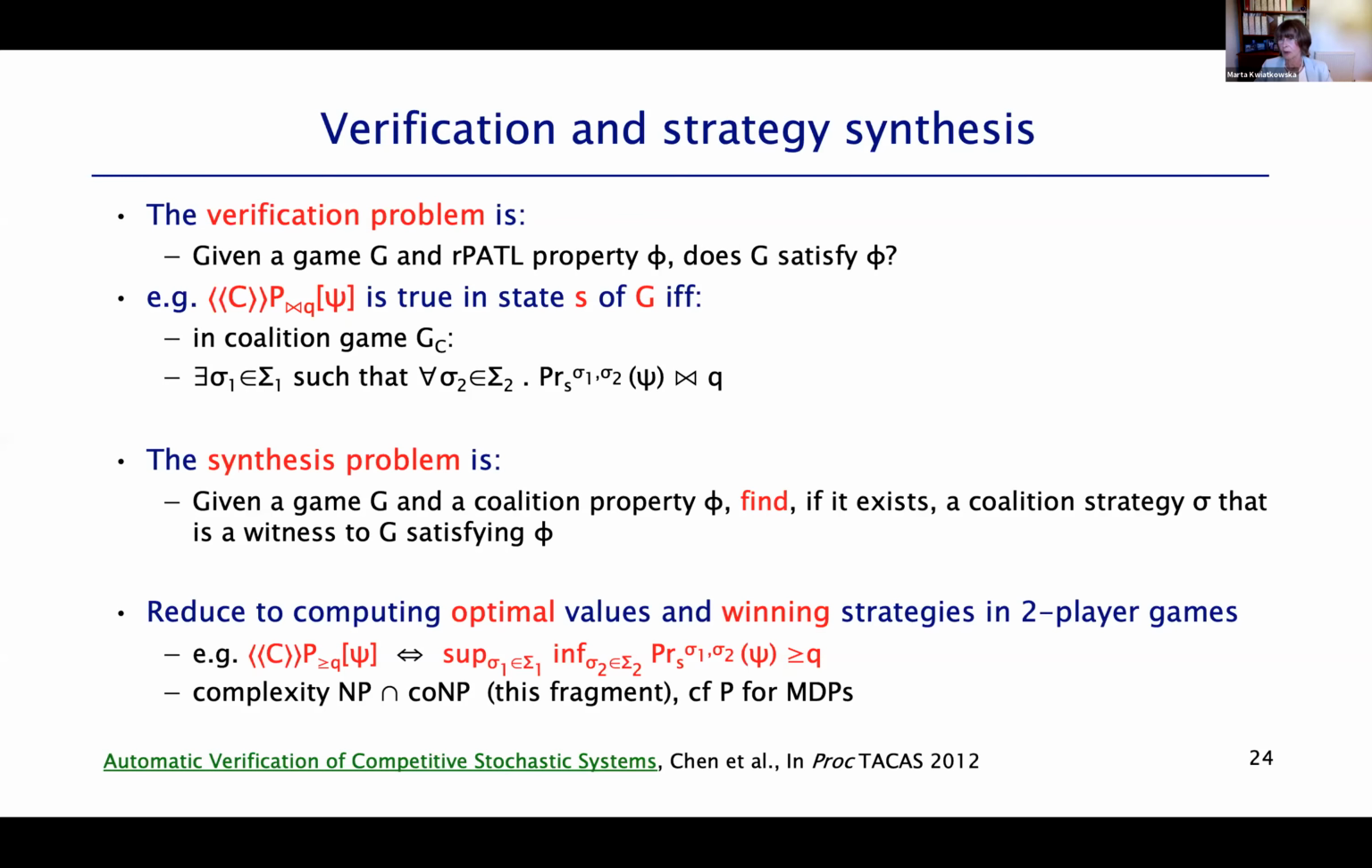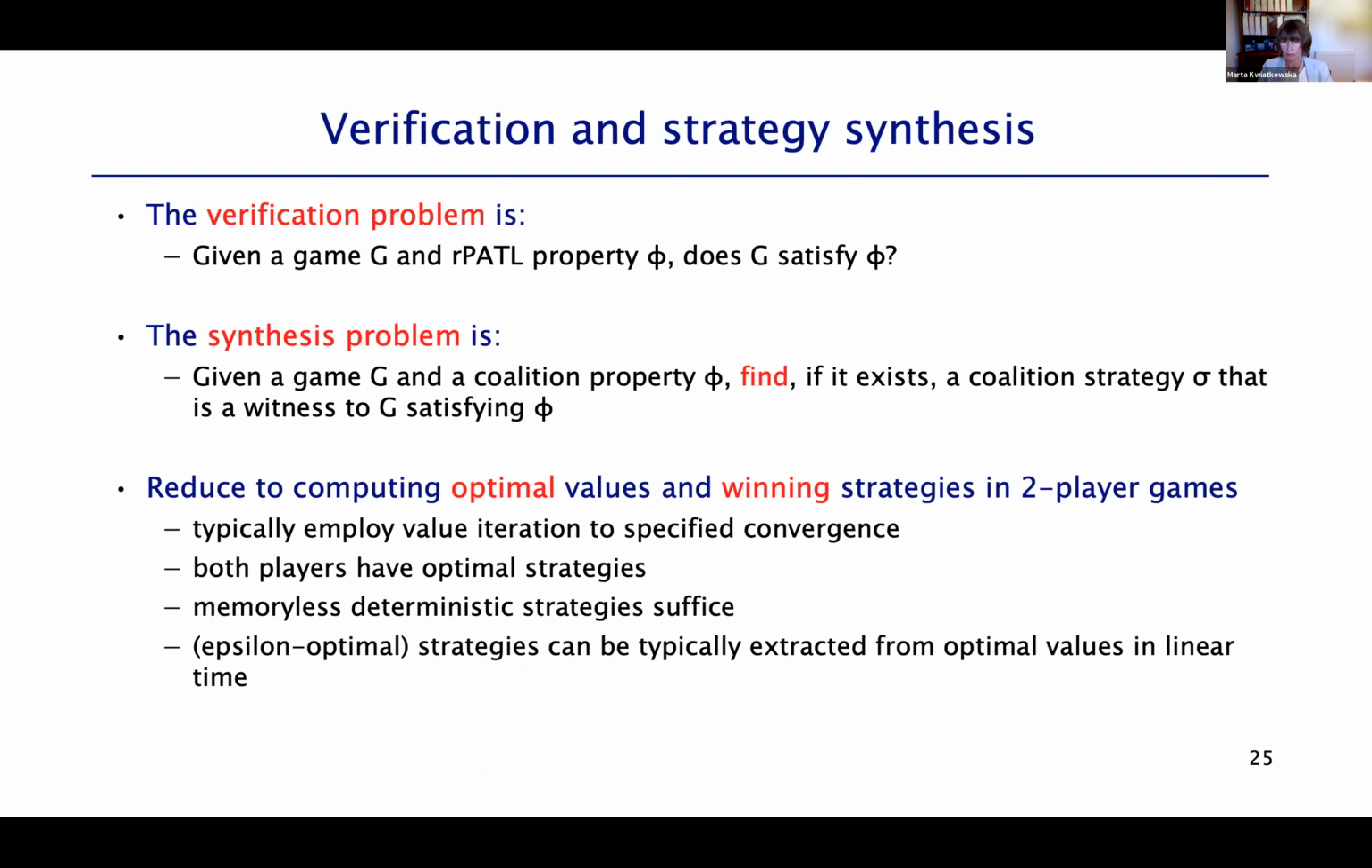So for the synthesis problem, what we are looking for is we are actually looking for a witness. So we are trying to find if it exists a coalition strategy such that the coalition wins no matter what the other players, the players in the other coalition do. So this reduces to computing optimal values in winning strategies, because that's just zero sum for now, in two-player games. And complexity is NP intersect co-NP for the fragment that I showed you.